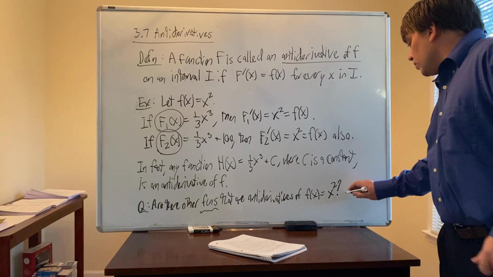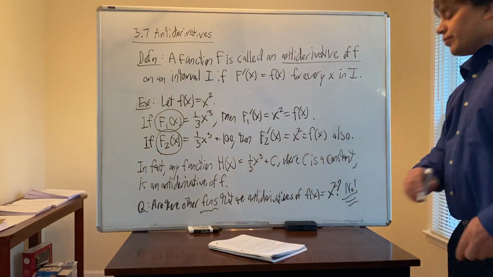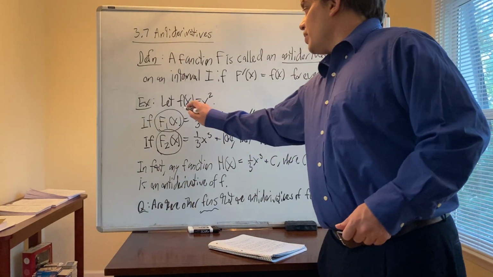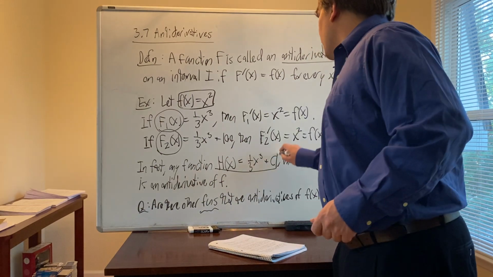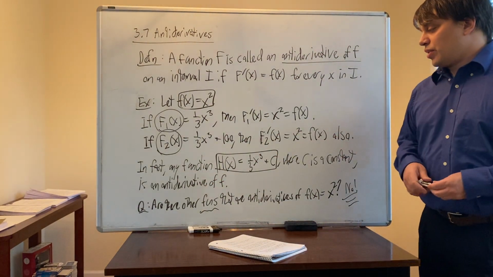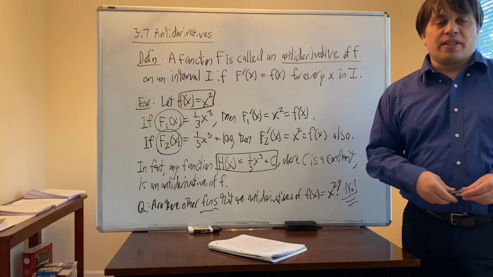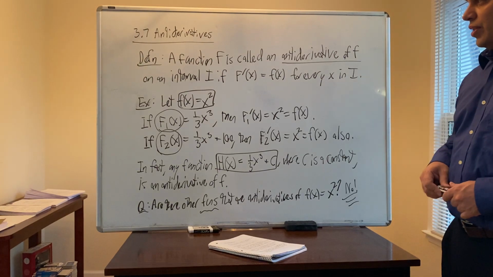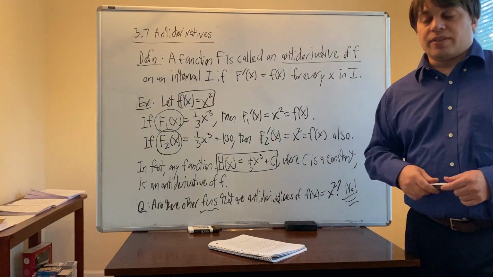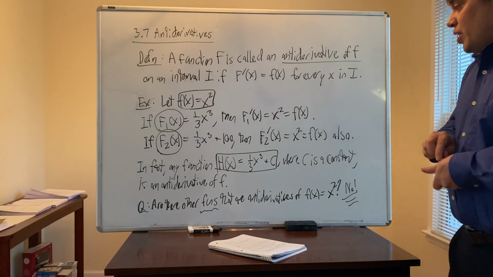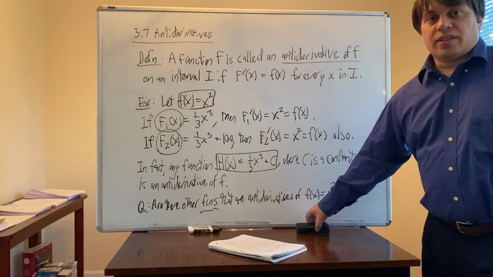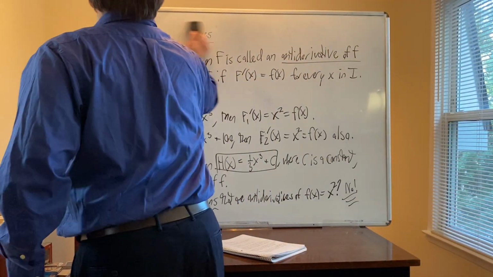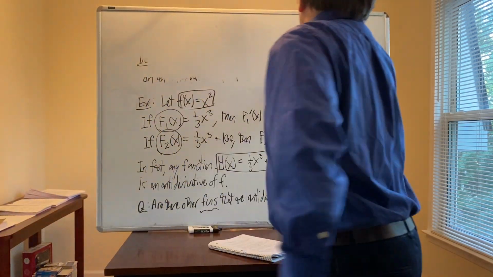And so the answer is no. Okay? No, so these are all the antiderivatives of that little f of x. So for this little f of x equals x squared, all of the antiderivatives are capital H of x equals 1/3 x cubed plus c, where capital C is any constant. Those infinitely many functions are all of the functions that are antiderivatives of that little f. Okay, so I'm going to elaborate on this more on the next board. So the answer is no. There are not more functions that are antiderivatives of little f of x equals x squared.